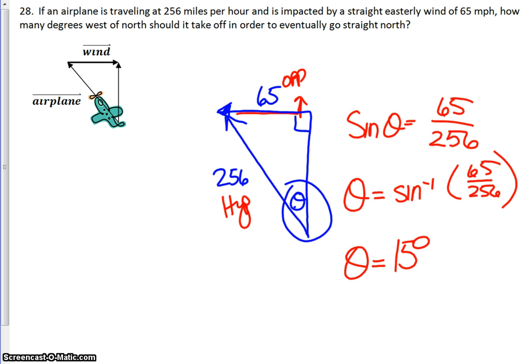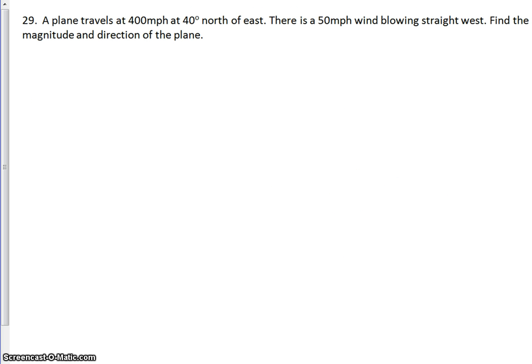So our answer is you should be going at a northwest 15 degrees, so that when you're impacted by that easterly wind, you eventually are going straight, or due north. And that's really kind of what you have to know and what you work at when you are flying a plane. Okay? I'm going to do one more. I have one more here.